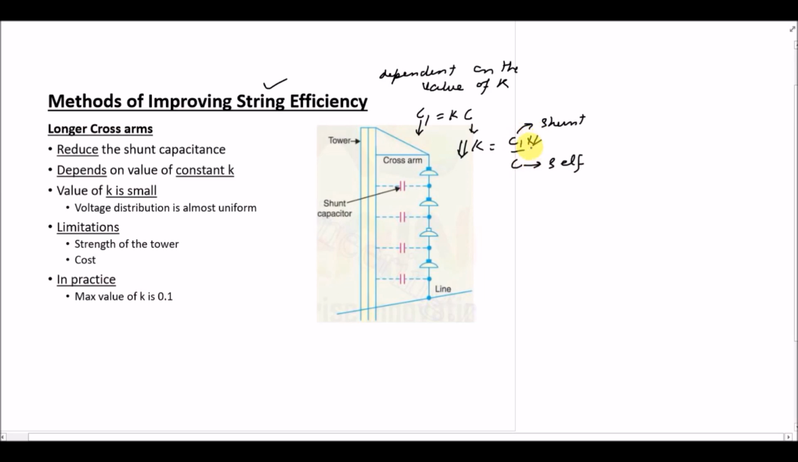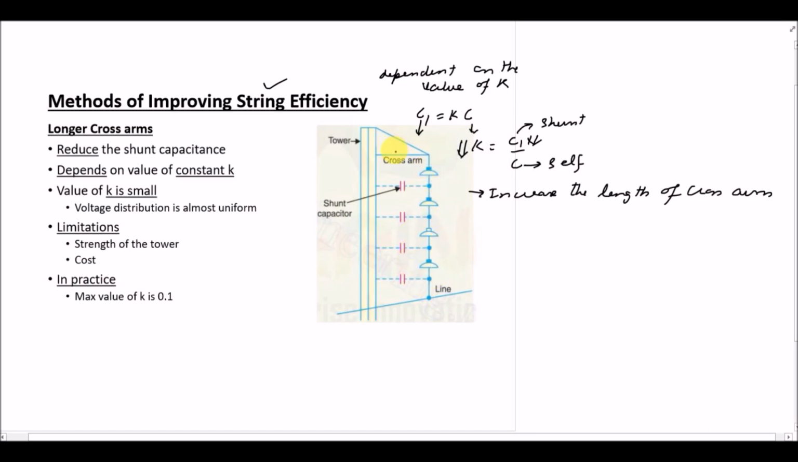Now, in order to reduce this value C1, what you can do is this: the insulator is attached to the tower through a cross arm, right? So if you increase the length of the cross arm, the capacitance value C1 will reduce. If C1 is reduced, the value of k will be lesser. So you have to increase the length of the cross arm. By increasing the length of the cross arm, the k value will be reduced and the voltage distribution across all the insulating discs will be more uniform.